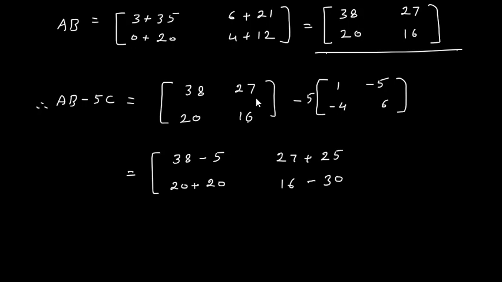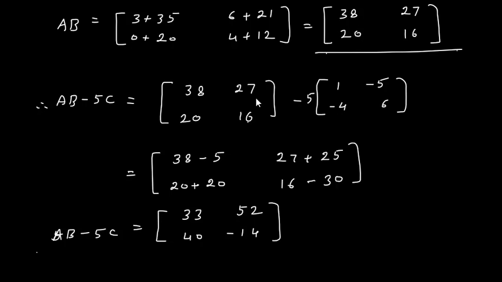it is minus 30. Okay, so this is equals to finally 38 minus 5 is 33, 20 plus 20 is 40, 27 plus 25 is 52, and 16 minus 30, so 30 minus 16, we get 4, and then 2 minus 1 is 1, so this is minus 14. Okay, so this is your final answer of AB minus 5 times C. So AB minus 5 times C is this expression.